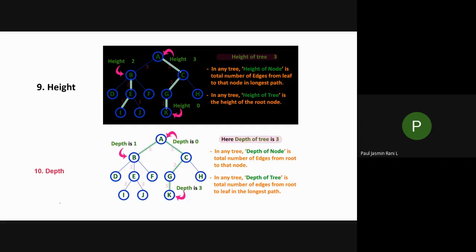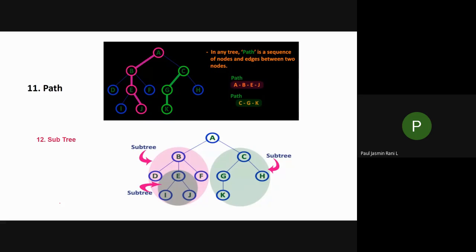The next one is path and subtree. Path is nothing but, suppose I want to know the path from A to J. In a tree data structure you will have only one path existing. In a graph data structure you will have n number of paths, but in a tree data structure only one path exists between a source node and a destination node. Let us consider A as the source node and J as the destination node.